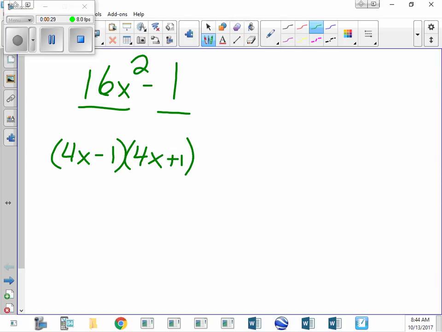Those are the factors. If the book asks you to find the roots, we set both of those equal to 0, and we add 1 and divide by 4, and we get x equals 1/4. And then we subtract 1 and divide by 4, and we get x equals negative 1/4. Okay?